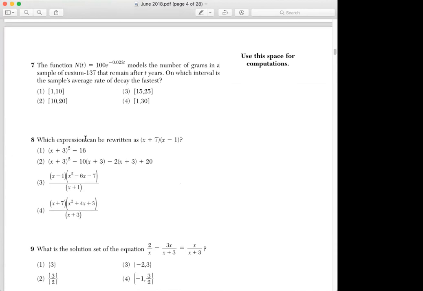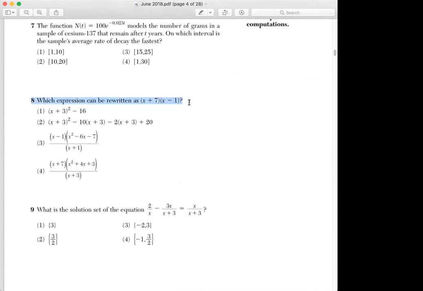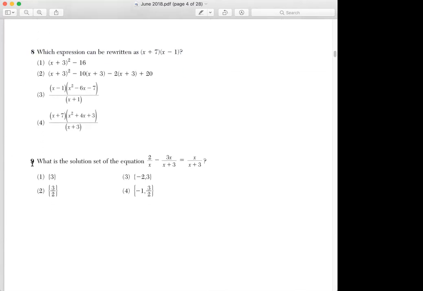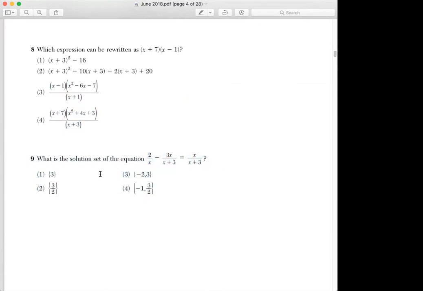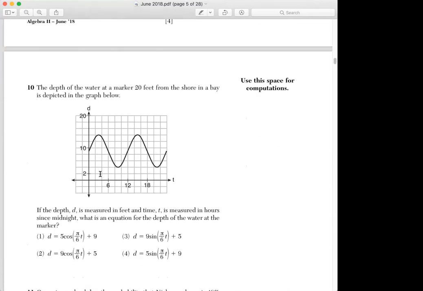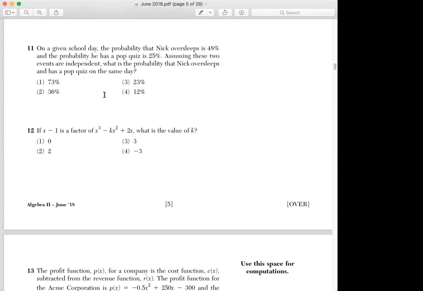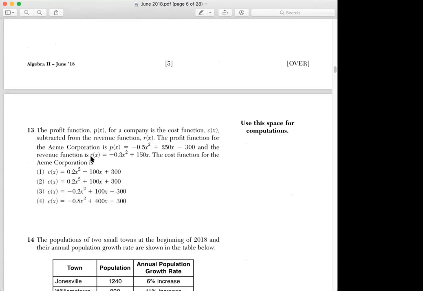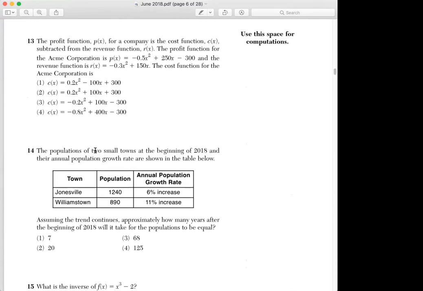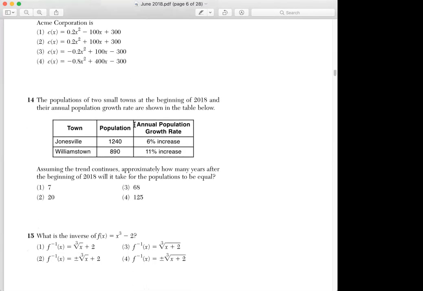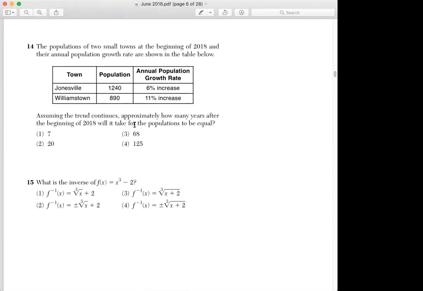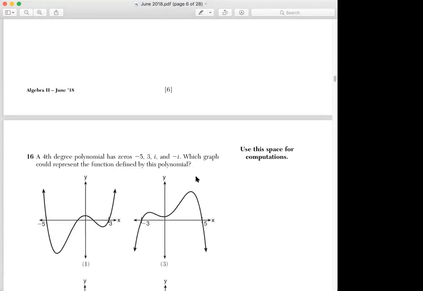7, no. 8, definitely. 9, cancel the denominators. Or just plug these things in, actually. That would be easier. 10, no. 11, no. 12, yes. Plug in +1. 13, yes. Profit function. Just read it carefully. 14, no. 15, you can figure it out.